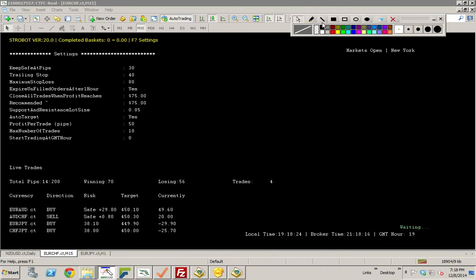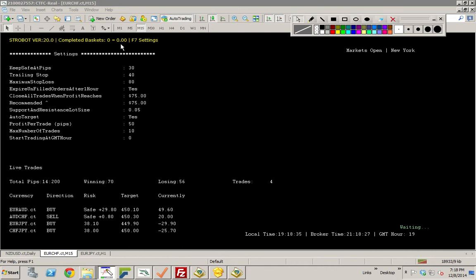There's some interesting things on this chart. I suppose I should go through some of them. You've got open markets, you've got the time, broker time and local time. This waiting thing is the kind of status of what the robot's doing. And here's a few of the important settings that you need to set. Obviously, if you purchase the software, we give you that. Up the top here's completed baskets.